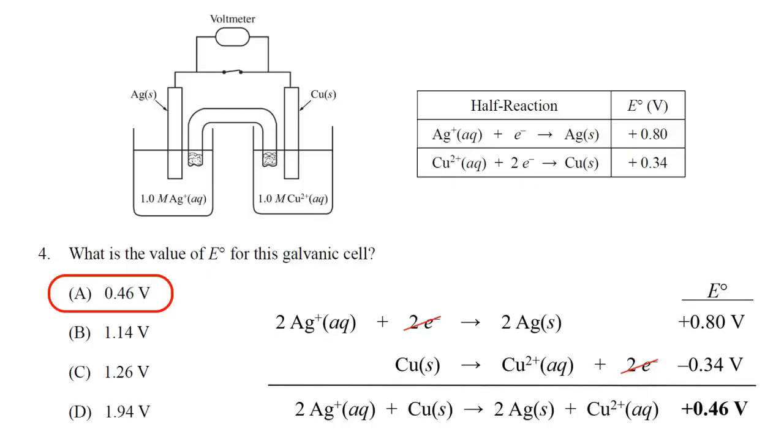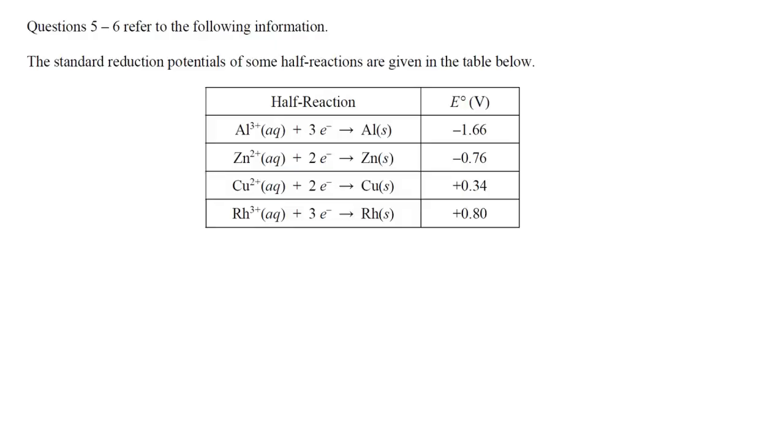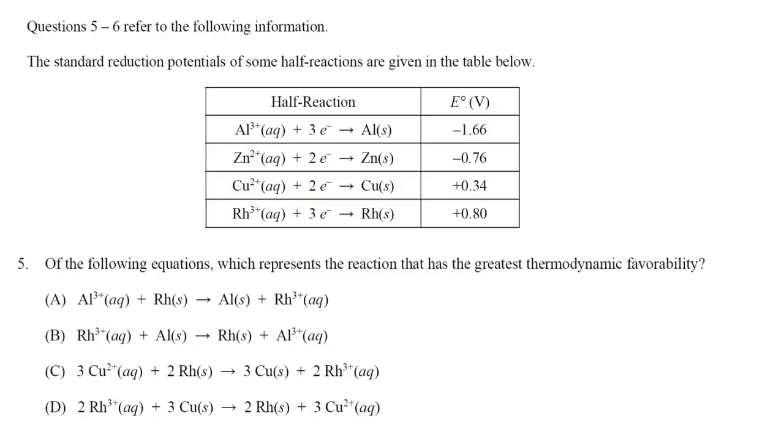Okay, now let's move on to questions 5 and 6. So we can see that both questions 5 and 6 refer to the following information. It says, the standard reduction potentials of some half reactions are given in the table below. And in question 5, it says, of the following equations, which represents the reaction that has the greatest thermodynamic favorability? So how can we determine which of these 4 choices would represent a reaction with the greatest thermodynamic favorability?